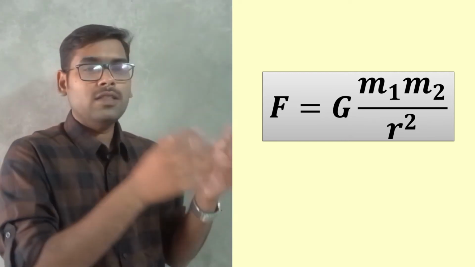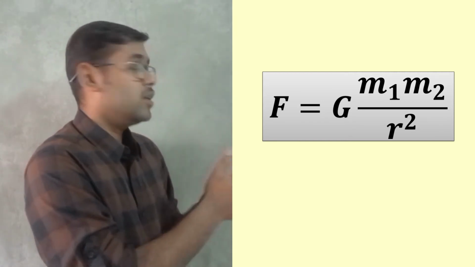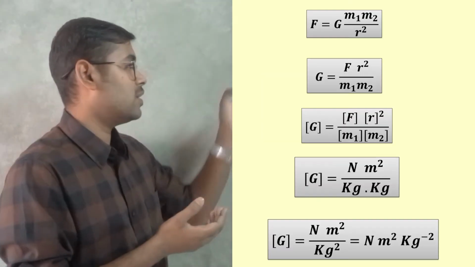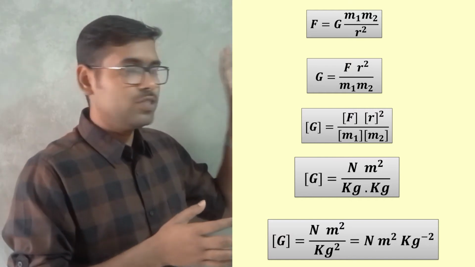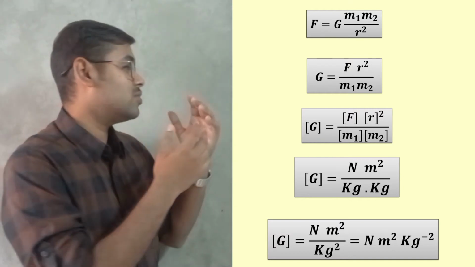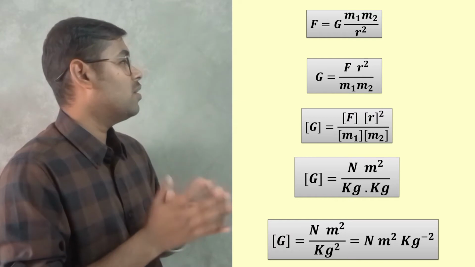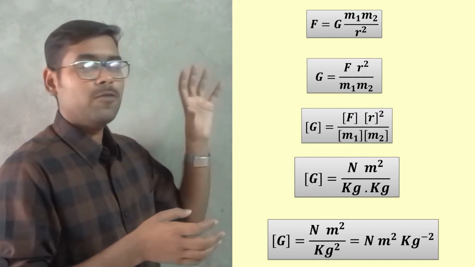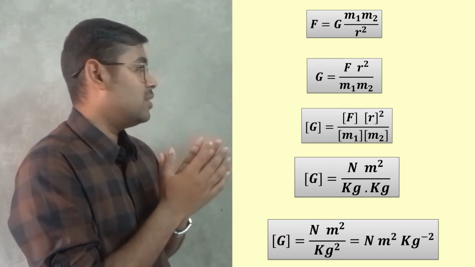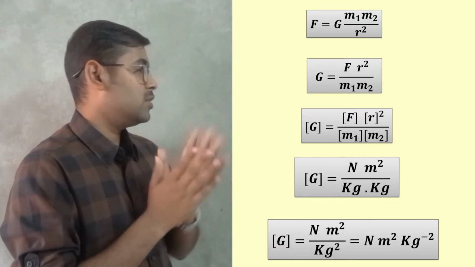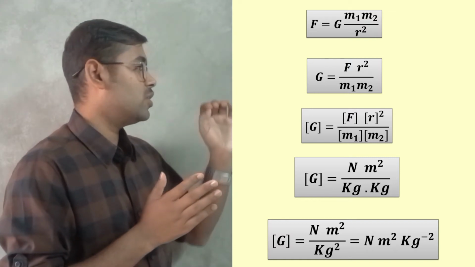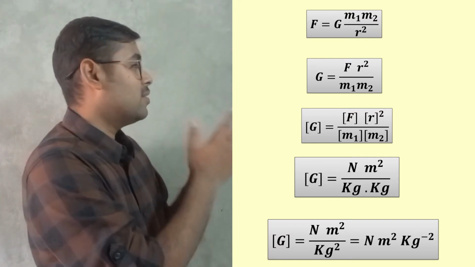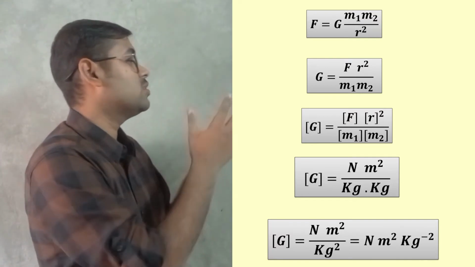Now, in the question, they have asked us to find the SI unit of this gravitational constant. For that, I will use this relation and keep the term G on one side and bring all other terms on the other side. So, G will be F into r square divided by m1 into m2. Now, from this relation, the unit of G is equal to unit of F into unit of r square divided by unit of m1 into unit of m2. Here, the brackets indicate that we are referring to the units of these quantities.